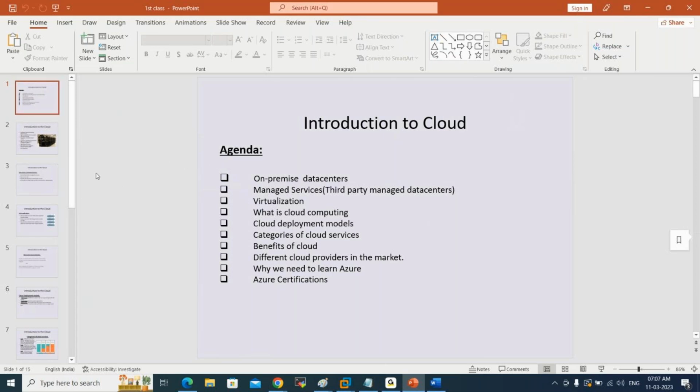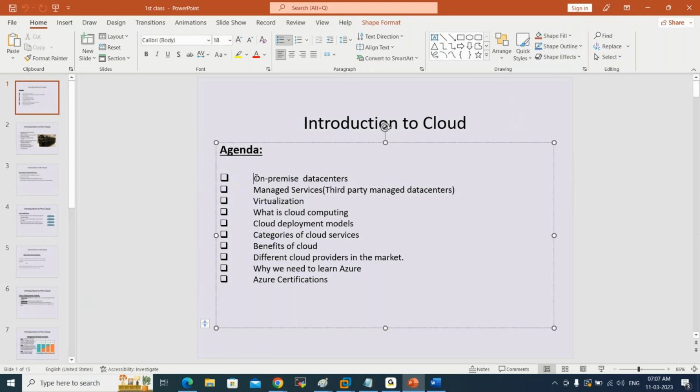So for today's discussion, what I wanted to discuss is all about on-prem data centers. What are the challenges the clients are facing to maintain their own data centers, and what are the advantages we are going to get when we move to the cloud? That I'm going to compare, and what was there before cloud, and how virtualization was adopted in the market and why. Then what is cloud computing, what are the models we have, the categories, and the benefits.